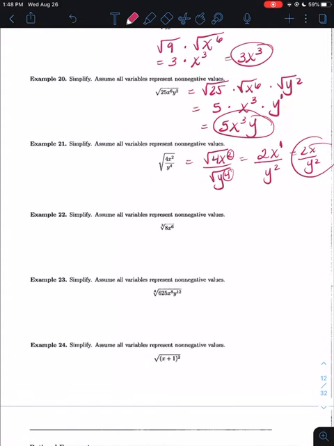The cube root of 8x to the 6. This is the cube root of 8 times the cube root of x to the 6. The cube root of 8, if you go to your chart, is 2. The cube root of x to the 6, I take 6 and divide it by 3. 6 divided by 3 is 2, so this is x squared. So my final answer is 2x squared.